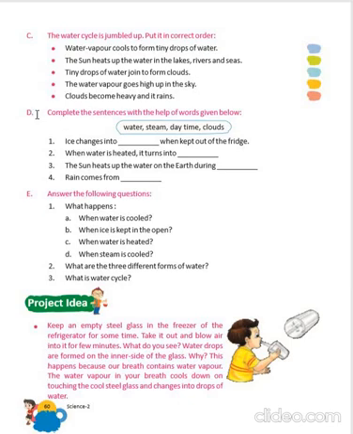Now come to D. In this we have to complete the sentences with the help of words given below. Ice changes into water when kept out of the fridge. When water is heated, it turns into steam. The sun heats up the water on the earth during daytime. Rain comes from clouds.